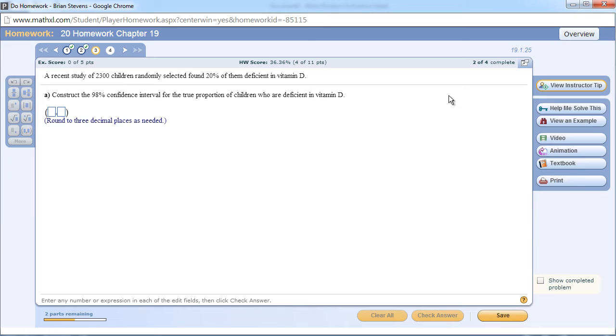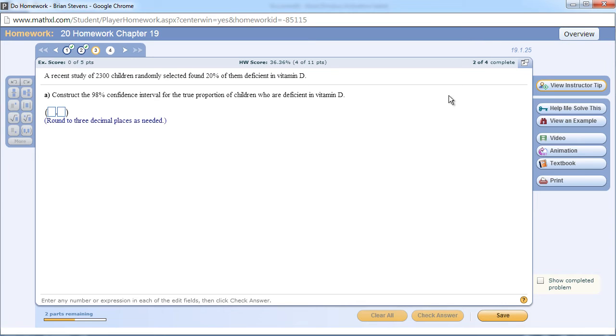You can actually type that into your calculator. You can type in 0.20 times 2,300, and you will get 460. Now, if you get a number that isn't a whole number, you'll need to either round up or round down because the calculator can't handle a number that is not a whole number. Next, we need to put in n. And finally, we need to put in our confidence level, 0.98.